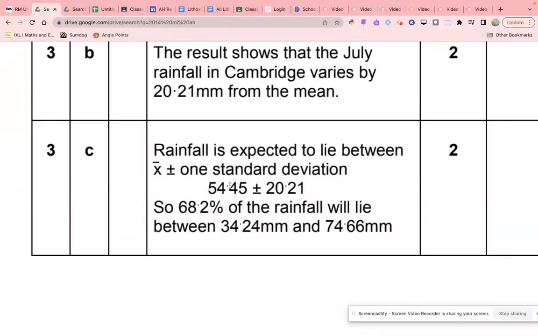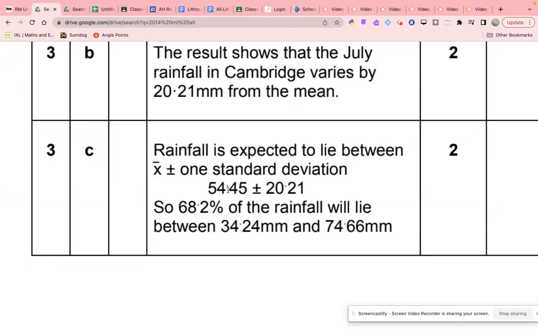We can actually go even further and say what 99% of the time, because that is three standard deviations. So that's three of this number. Now, three of this number is over 60, and take away 60 from 54, you get a negative number. You can't have negative rainfall, so clearly that would be 0. But if we added 60 to 54, we get a number of 114 approximately. I could round that up just a little bit. So 114 millimeters is the limit of rain we're likely to get in July 99% of the time.